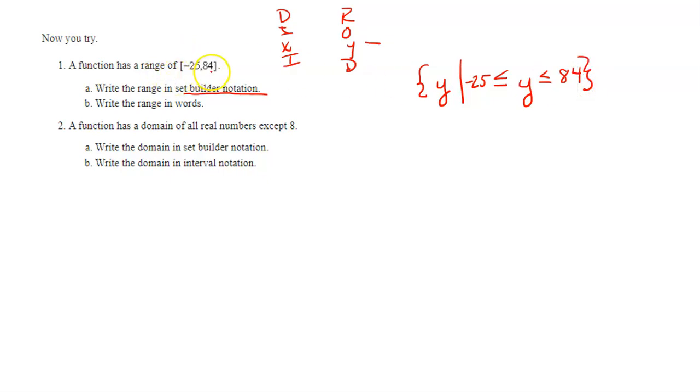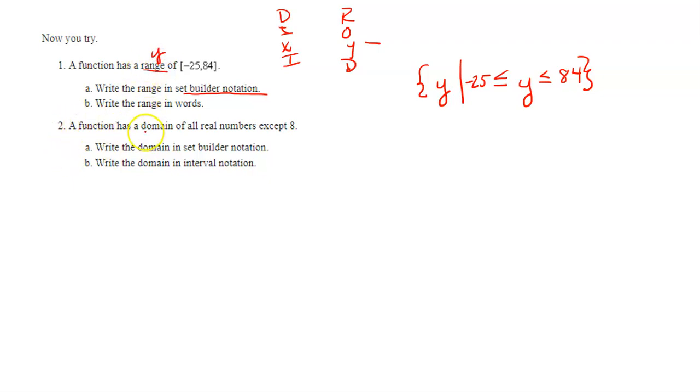And it includes negative 25 and it includes 84. So that would be your set builder notation. It says write the range in words. Okay, so I just said it out loud. Y is between negative 25 and positive 84. Okay, and that's range, which is y.